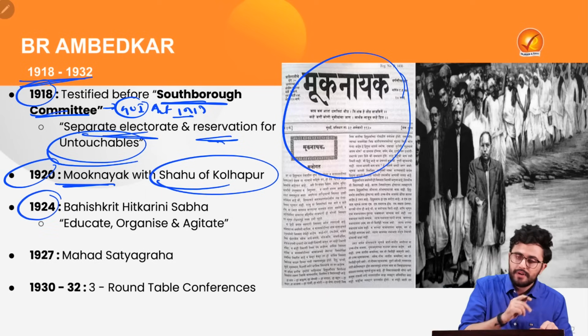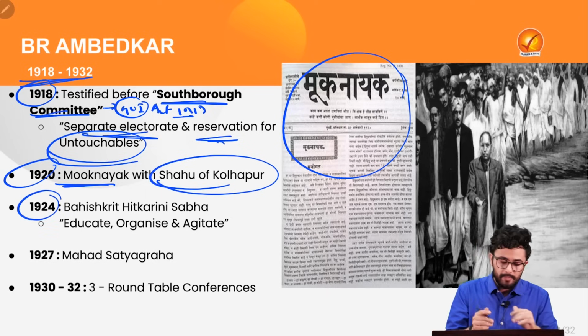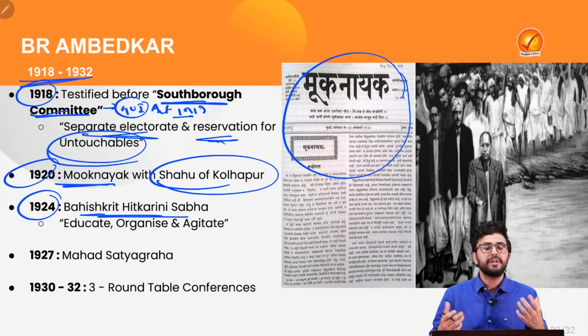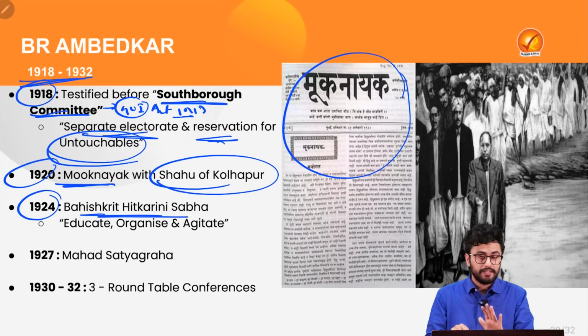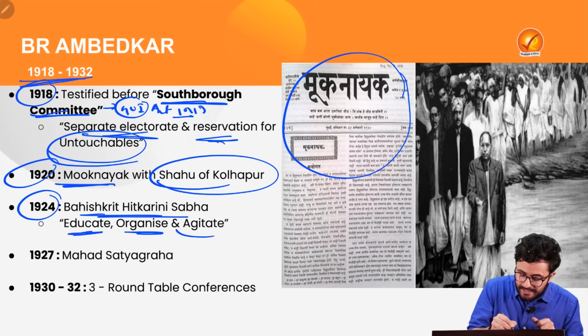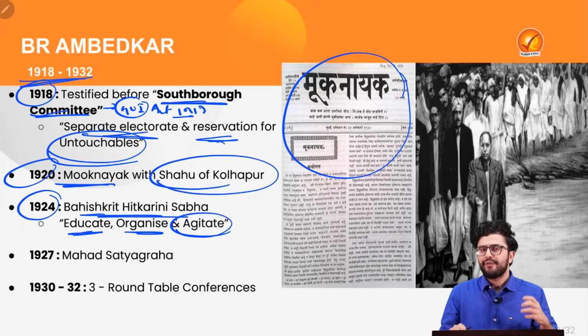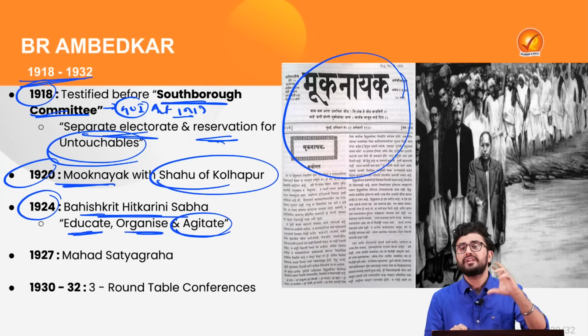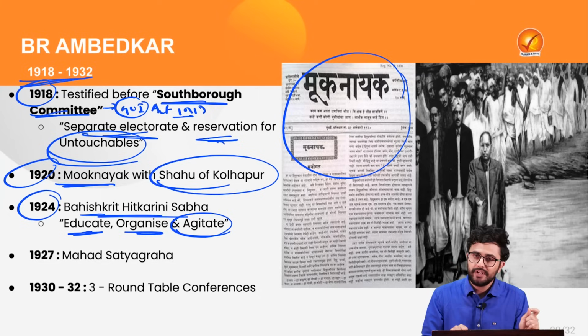Then, in the year of 1924, he established the Bahishkrit Hitkarni Sabha for the upliftment of untouchables and Dalits, with the objective of educate, organize and agitate, which is also reflected from his saying that education is the milk of lionness. Who will drink it will surely roar.